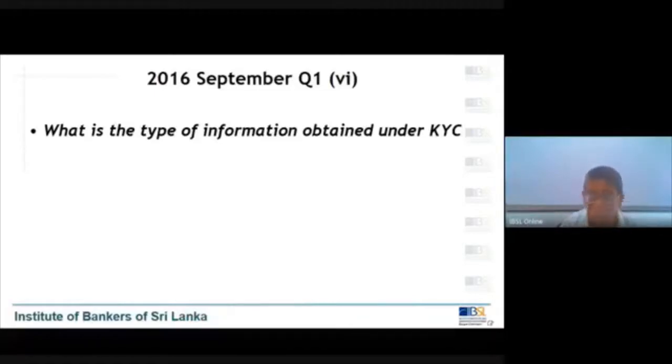Identification of the customer. One, identity. Identity can be given by the customer in the form of a national identity card, NIC number, or maybe a driving license, or maybe your passport. So these are the three important ways you can identify yourself, right? So what is the information required under KYC? First, individual identity: national identity card, passport, so all are valid, right?